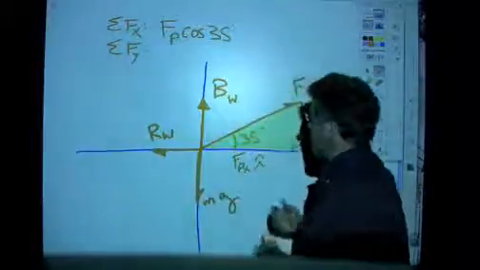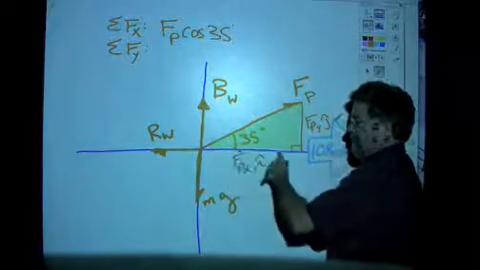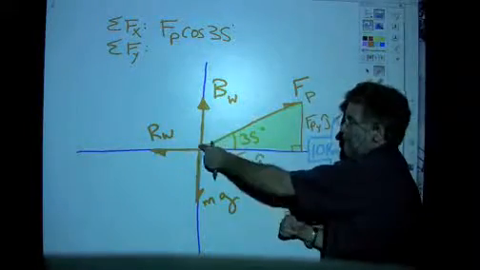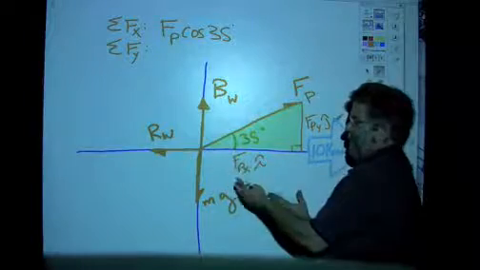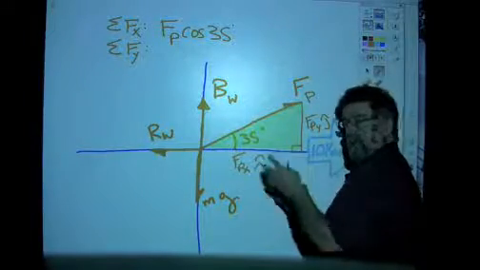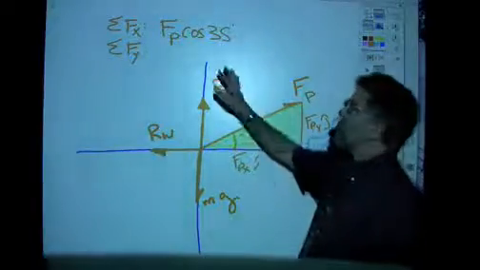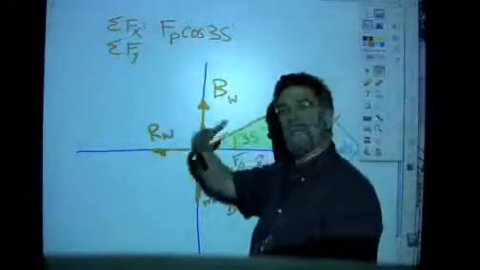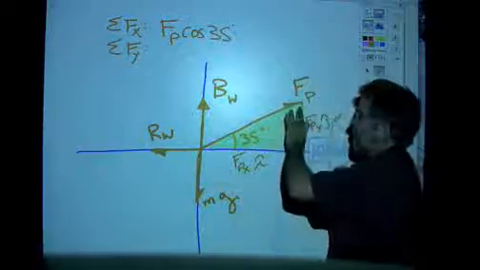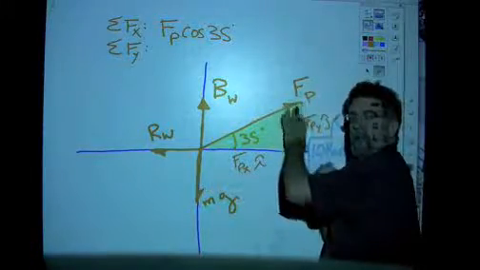But remember that from trigonometry, this is the adjacent side to that angle. And this is the hypotenuse. And so the adjacent side is always the cosine, right? Because the adjacent over hypotenuse is cosine. So that's why I put cosine 35 on the adjacent side, and I'll put sine whatever the angle is for the y, or for the opposite side.